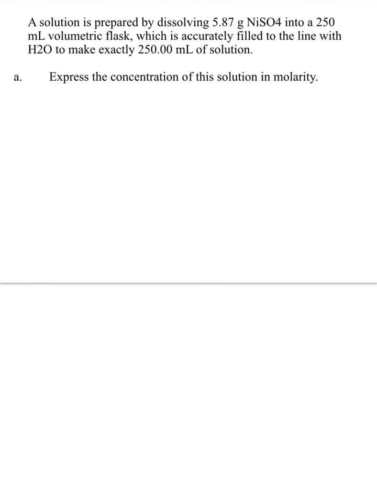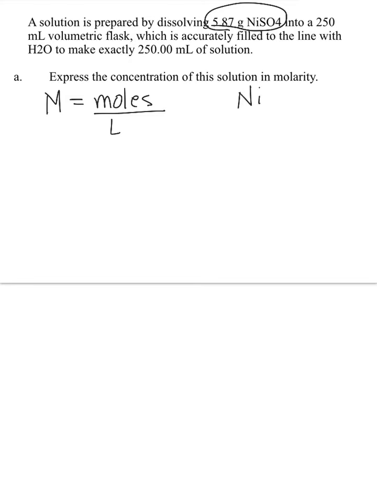So the first thing is to remind ourselves what molarity is. Molarity is given the symbol M, capital M, and it's defined as the number of moles of a substance, in this case nickel sulfate, per liter of solution. So moles per liter. Now, in order to take our mass of nickel sulfate and convert it into moles, we need to know the molar mass of nickel sulfate.